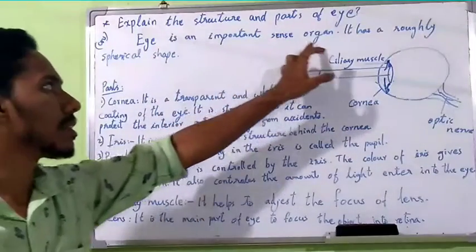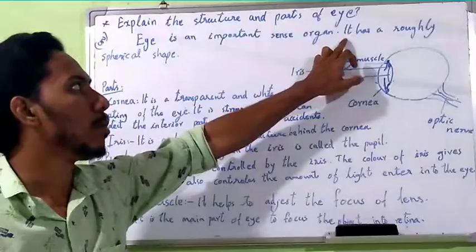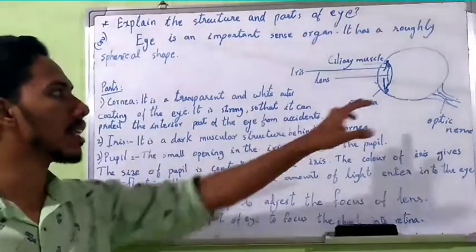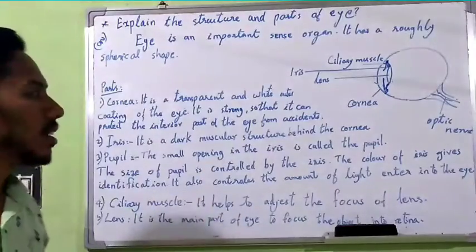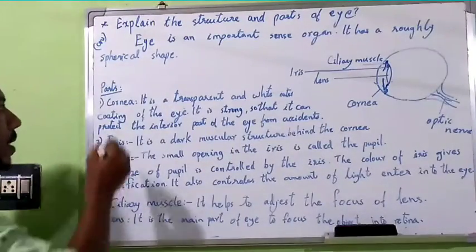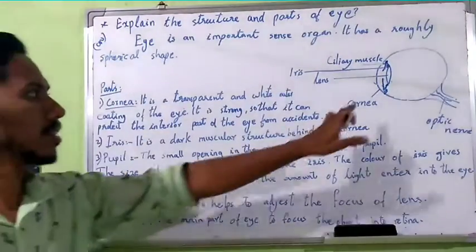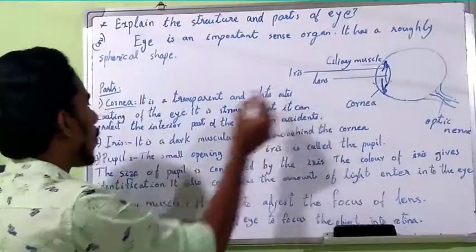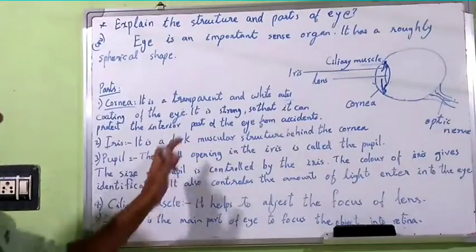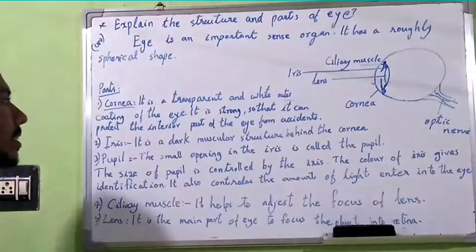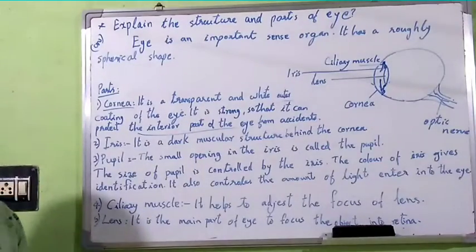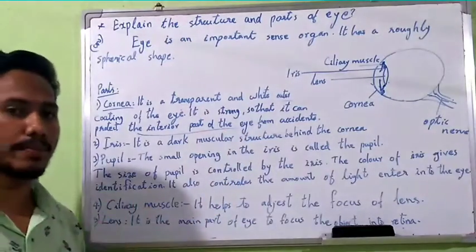Okay, let me explain the structure and parts of our eye. The eye is an important sense organ in our body, and it has an almost spherical shape. Then the parts. First one, cornea. It is the outer part. It's a transparent and white outer coating of our eye. It is strong so that it can protect the interior part of our eye from an accident. It helps to protect our eye.